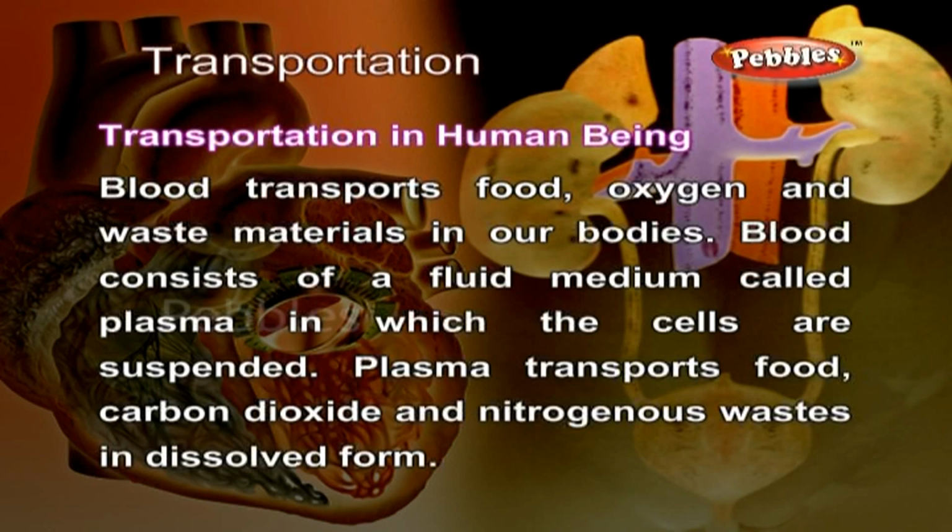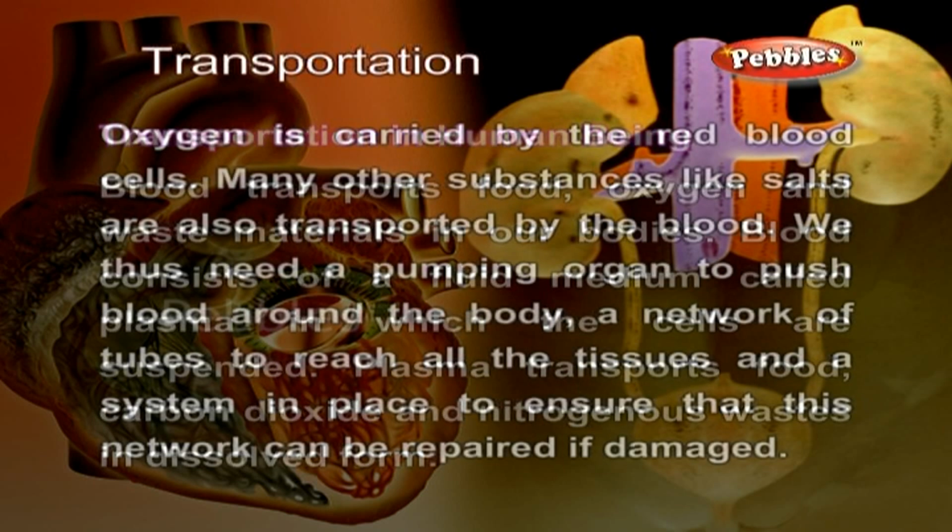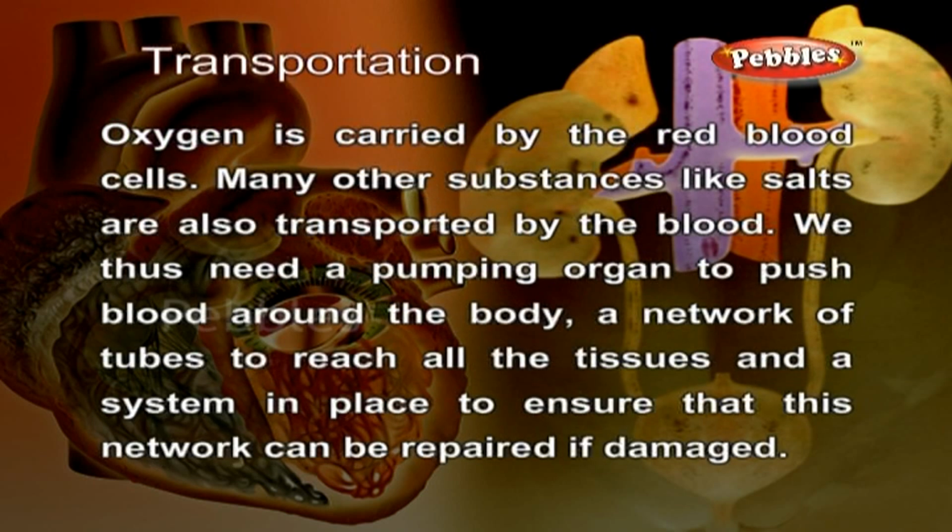Blood consists of a fluid medium called plasma in which the cells are suspended. Plasma transports food, carbon dioxide and nitrogenous waste in dissolved form. Oxygen is carried by the red blood cells. Many other substances like salts are also transported by the blood.